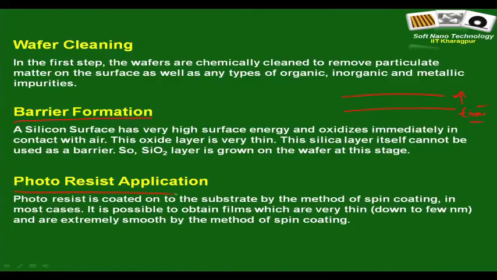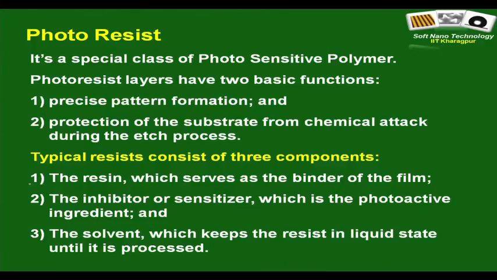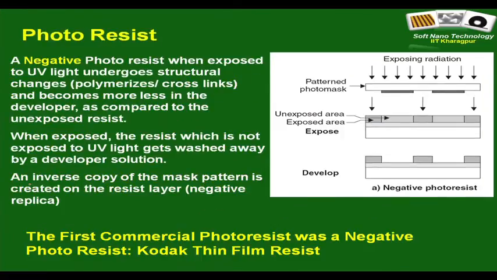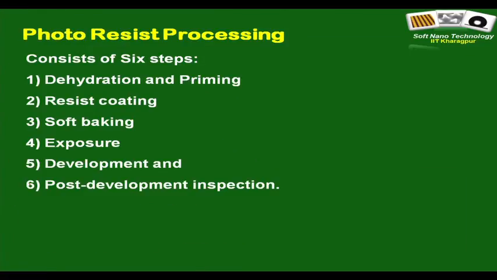falls into the category of photoresist application. In fact, the step photoresist application involves several steps. So, these are the photoresist processing steps. It consists of dehydration and priming, resist coating, soft baking, exposure, development and post development inspection. You can sort of learn it step by step. I mean, you do not have to really worry about what the industry people say about photoresist processing.